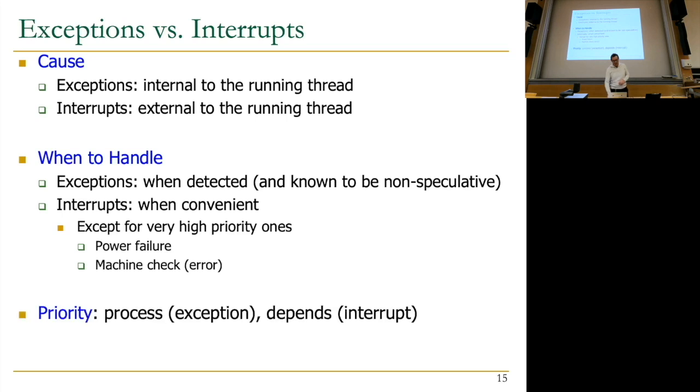Okay, so the priority of the interrupt versus exceptions is different because the cause is different. The priority of the exception is essentially the same as the priority of the process, because it's really internal to the process. On the other hand, the priority of the interrupt really depends, as I just mentioned, right? Power failure is very high priority. It's perhaps the highest priority thing in the system. It doesn't matter who's running what. I got to handle this power failure, right?